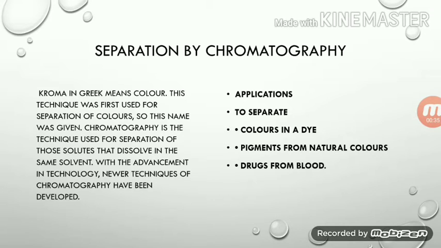Applications are to separate colors in a dye, and pigments from natural components. For example, to separate chlorophyll A and chlorophyll B. These components are the natural colors which are separated by this technique. Drugs from blood, too: chromatography is used for separations.